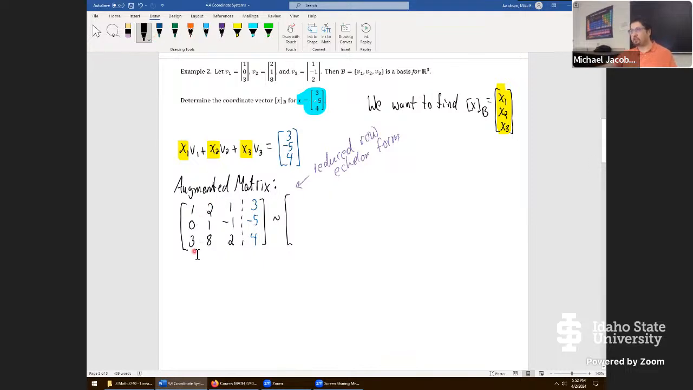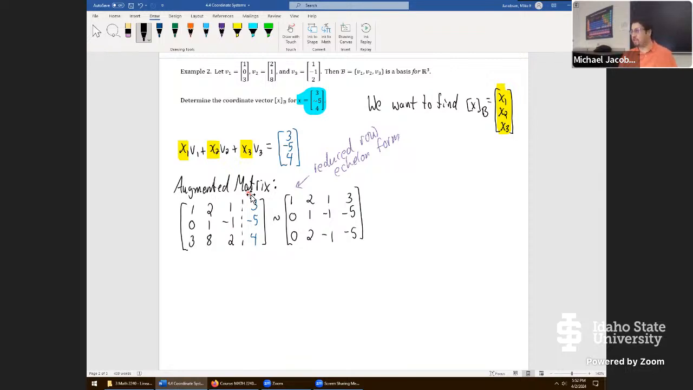Looks like we just have to clear this 3 for a first start. So I'll copy rows 1 and 2: 1, 2, 1, 3, and 0, 1, negative 1, negative 5. Now multiply row 1 by negative 3, add to the third row, and we get 0, negative 6 plus 8, so a 2, negative 3 plus 2, so a negative 1, negative 9 plus 4, so a negative 5. And that finishes out our first step.